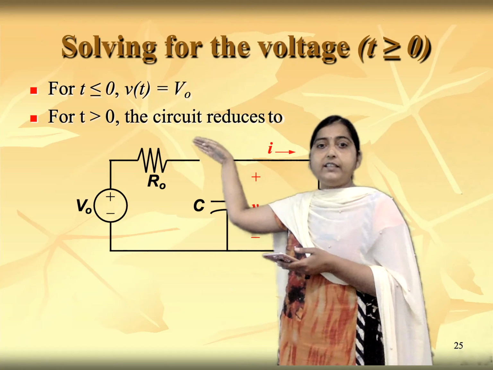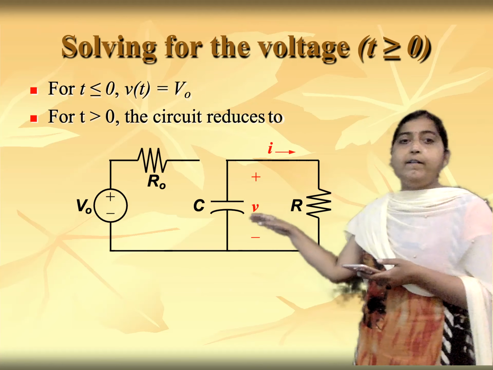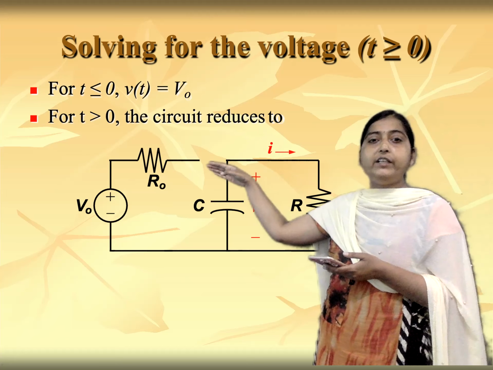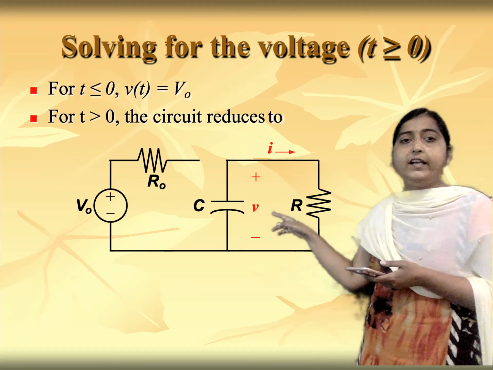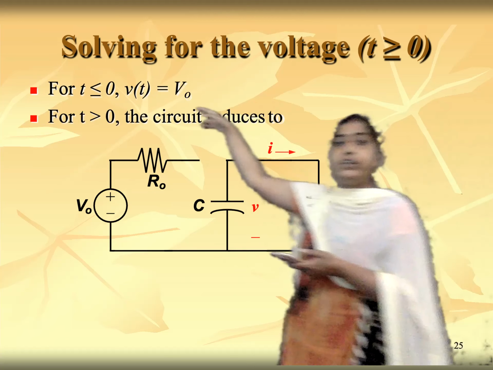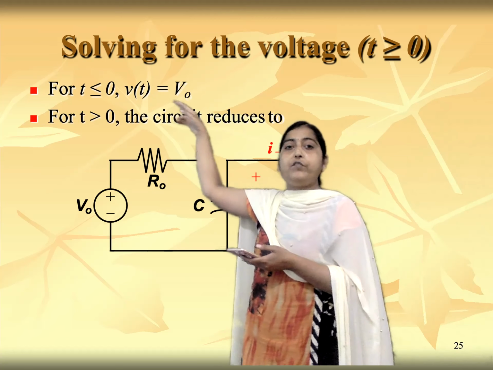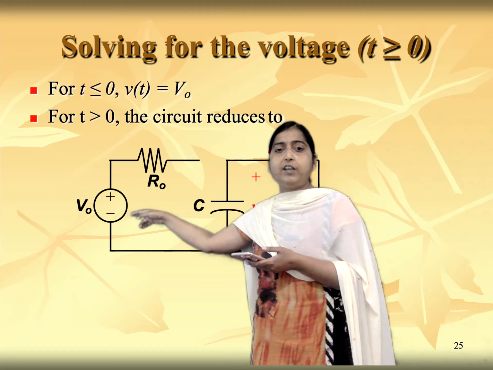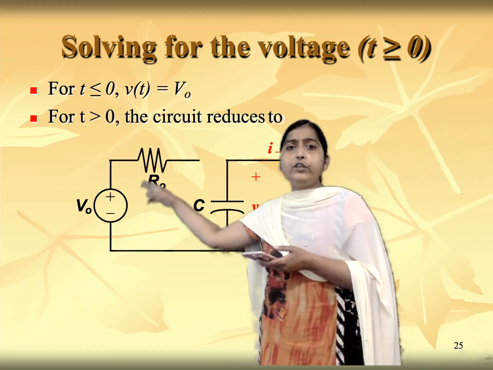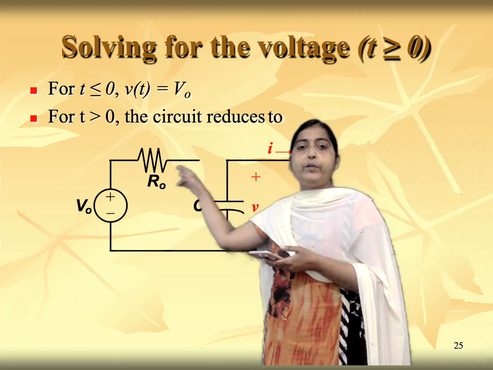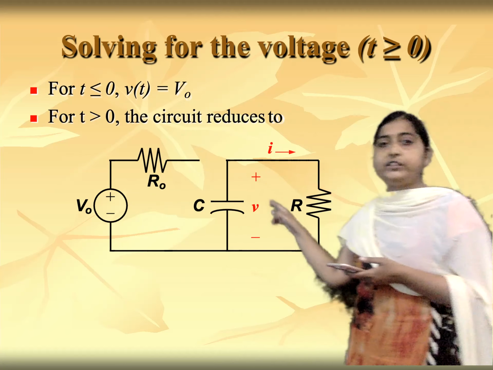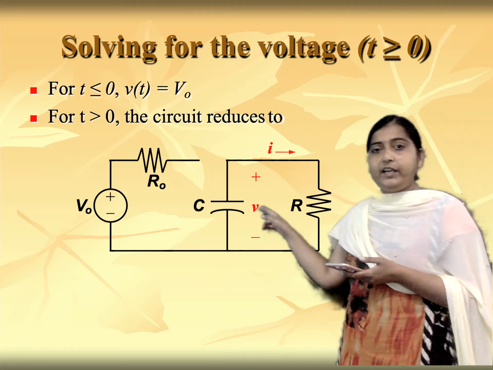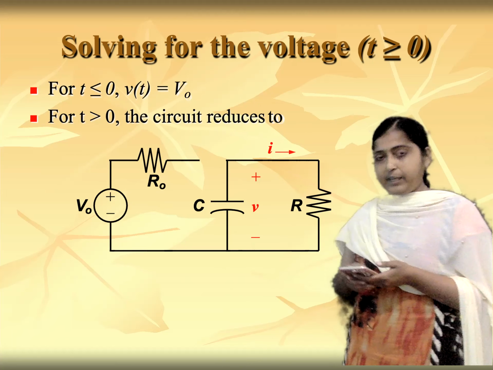For t greater than 0, the circuit will reduce to the following. As we know, for t greater than or equal to 0, the switch is open, so this is how the circuit will look. For t less than or equal to 0, V of t is equal to V0, which is why the voltage we are considering is V0. Now for t greater than 0 the switch is open. The voltage across the capacitor we consider as V, and this is the resistor and this is the capacitor.